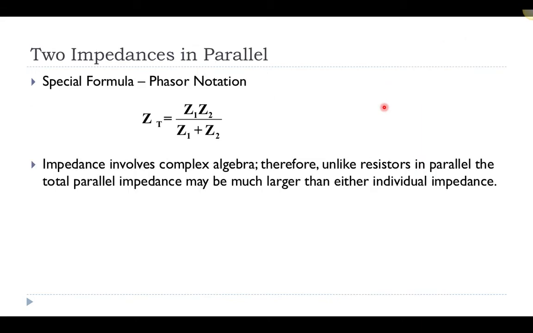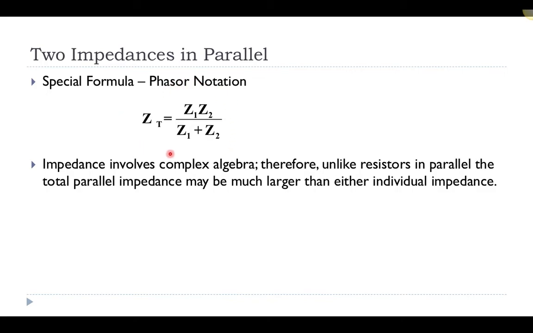Previous presentations already mentioned this, but if you have two impedance values that are in parallel, one way, instead of using the reciprocal notation, is to use this special formula where you multiply the impedance values and then divide by the addition of the two. We've used something similar to this with resistors in parallel. It only works for two components in parallel, and we do have to use phasor notation, so we have to treat them as complex numbers and add them that way.